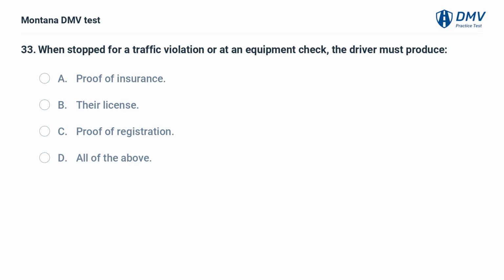When stopped for a traffic violation or at an equipment check, the driver must produce: A. Proof of insurance. B. Their license. C. Proof of registration. D. All of the above.